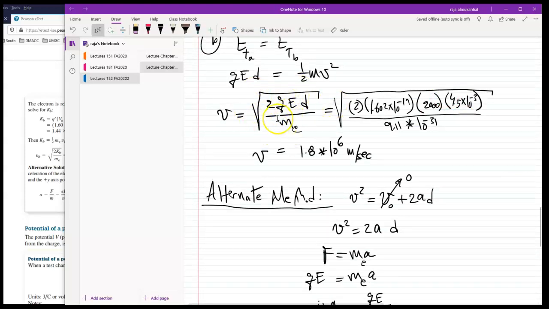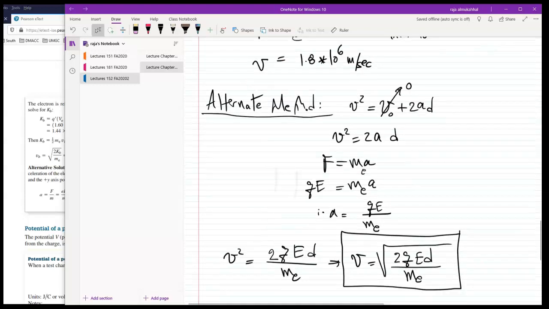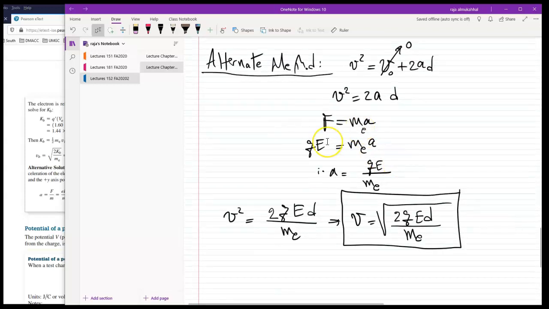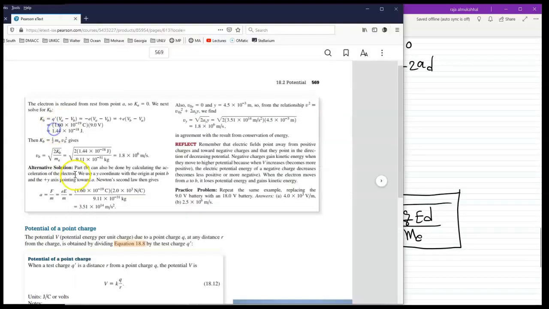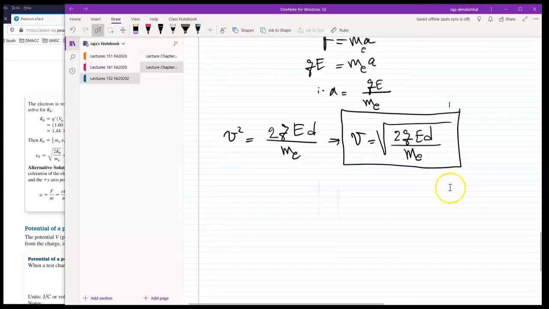See that? The one we got from the energy, 2QED over M. See that? Same thing. And you can just plug in the numbers. So there are two ways of doing it. He's doing it the same way, actually. So here is the energy method that he's using. And then he said alternative solution, and he was using the kinematics or F equals ma method. Using the same thing. Okay? Good. All right. Moving on.